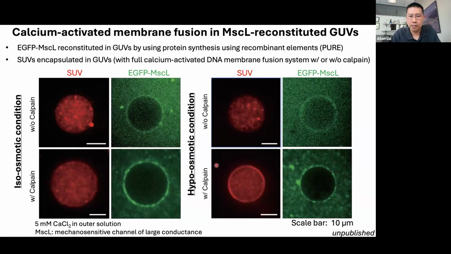However, if you look at the calpain case, in this case, you see a nice ring for the SUV membrane, which suggests that the calpain is active inside, cleaved off the PEG, and allowed the DNA mediated fusion to deliver the SUV membrane to the GV membrane. So this is sort of where we're at with the system.